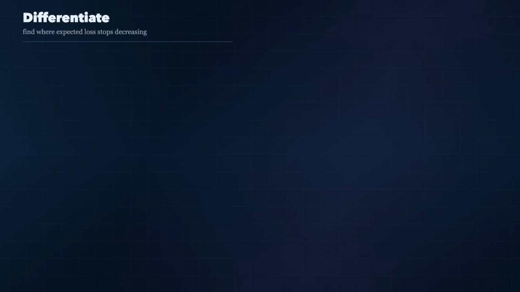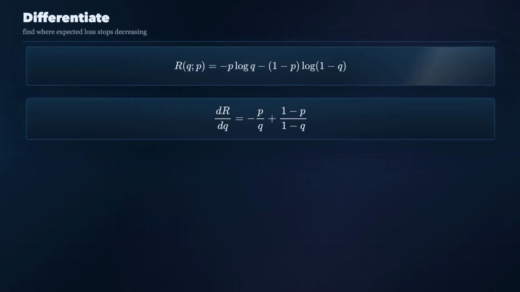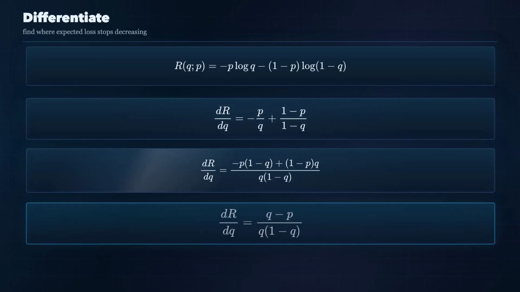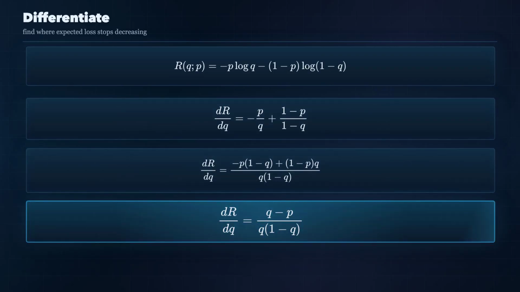To find the best forecast Q, differentiate the expected loss. The derivative has two parts, negative P divided by Q plus 1 minus P divided by 1 minus Q. Put them over a common denominator and the numerator simplifies to Q minus P.